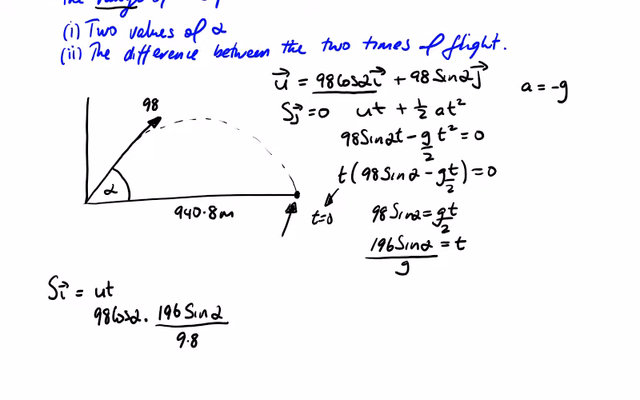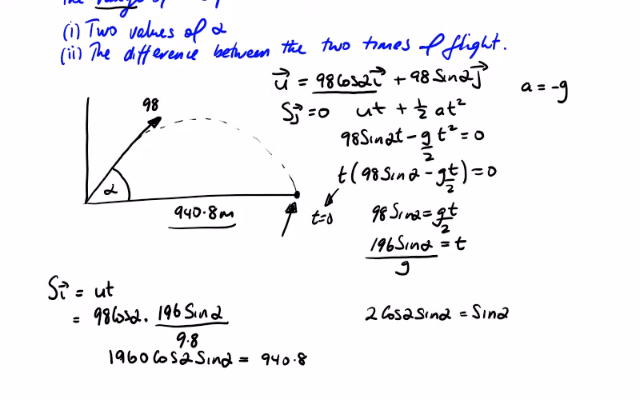I think it must be 20. So we're going to have 20 by 98, 980 twice is going to be 1960 cos alpha sine alpha has to be equal to my range, 940.8. So to simplify this down, if I can get a 2 cos alpha sine alpha, 2 cos alpha sine alpha is equal to the sine of 2 alpha, that should help here.